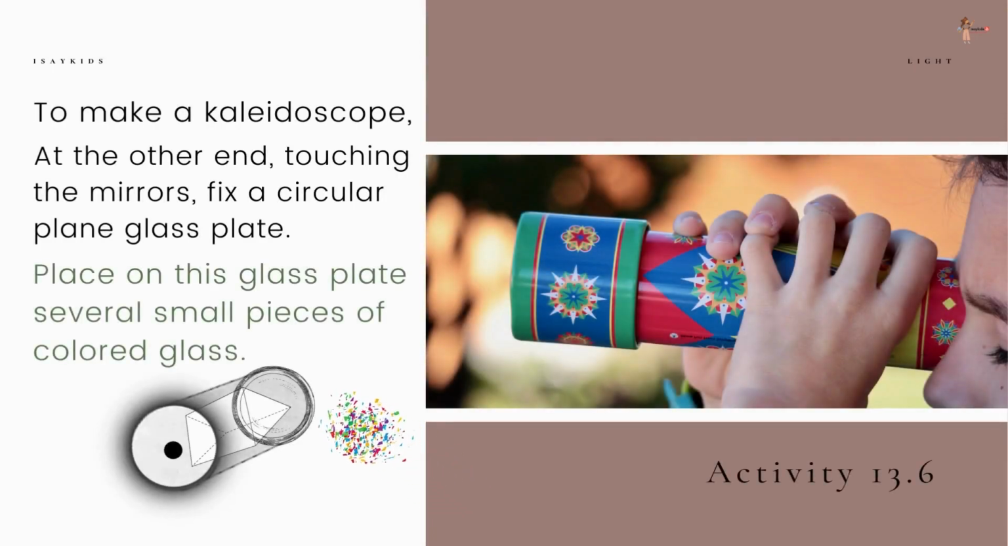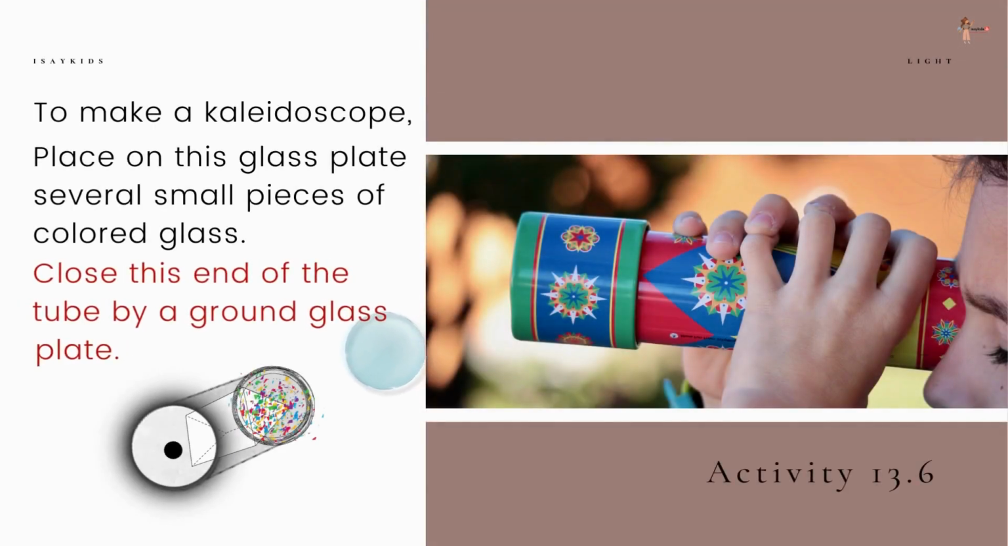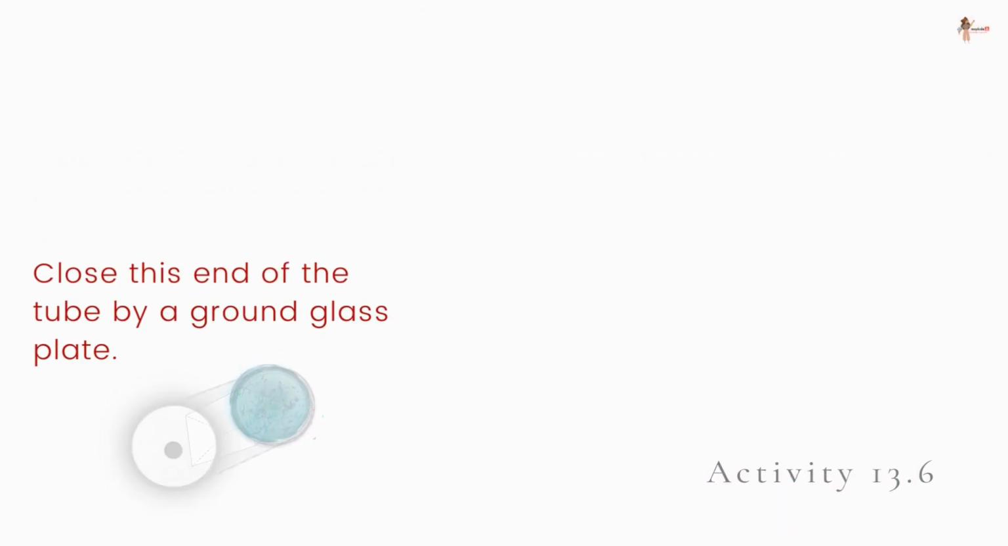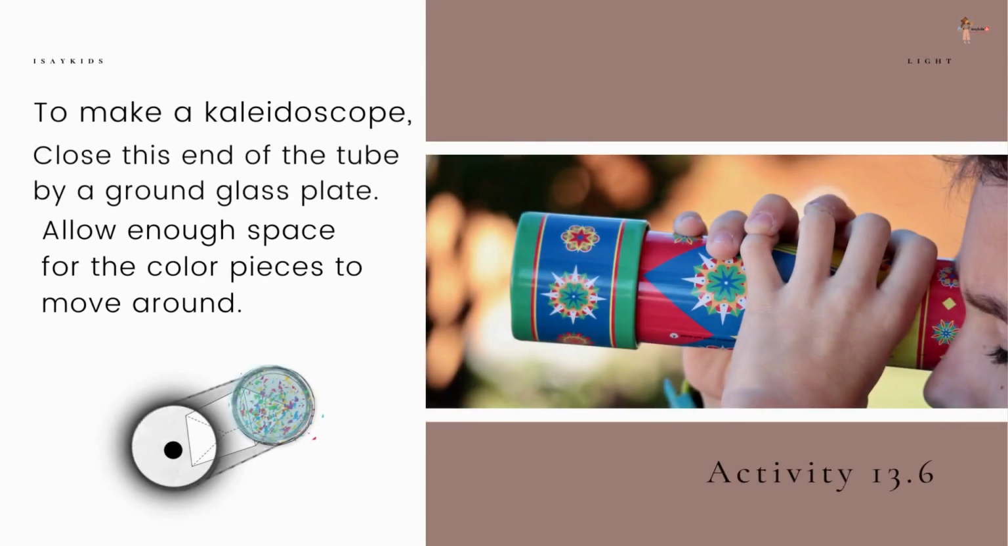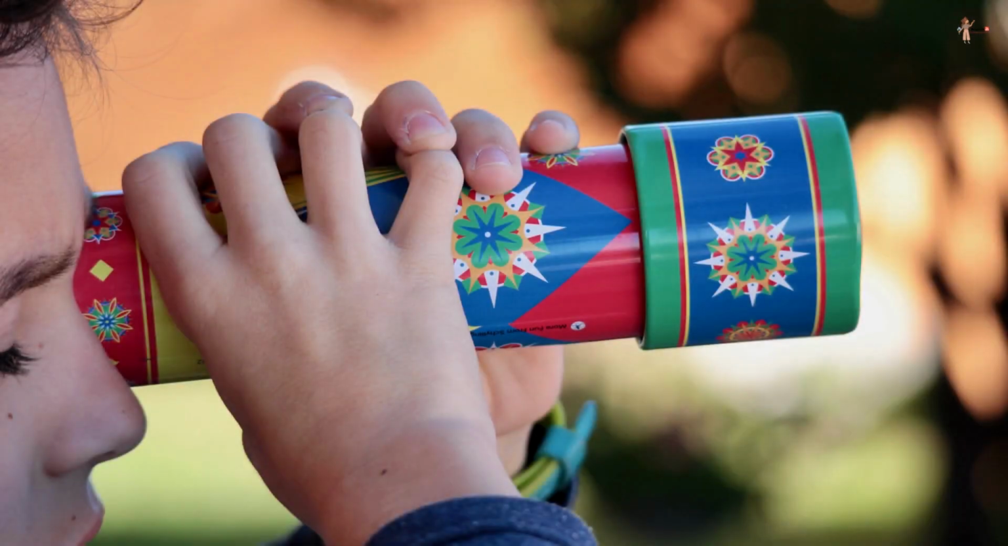Place on this glass plate several colored pieces of glass. It will be good if these are colored broken pieces of bangles. Now close this end of the tube by a ground glass plate. Allow enough space for the color pieces to move around. Your kaleidoscope is ready. To make your toy attractive, you can wrap the kaleidoscope in a colored paper.